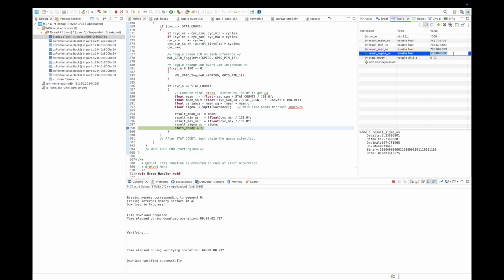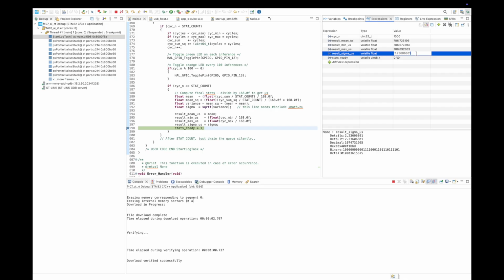The standard deviation is 2.24 microseconds, and that variation isn't random noise. It comes from the fact that different activities produce different data patterns, and those slightly different 8-bit values take slightly different paths through the arithmetic. Walking data and sitting data literally compute a little differently at the bit level.